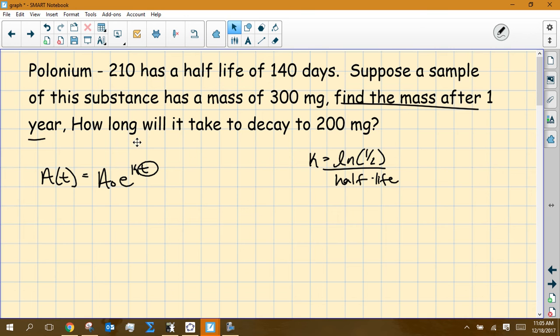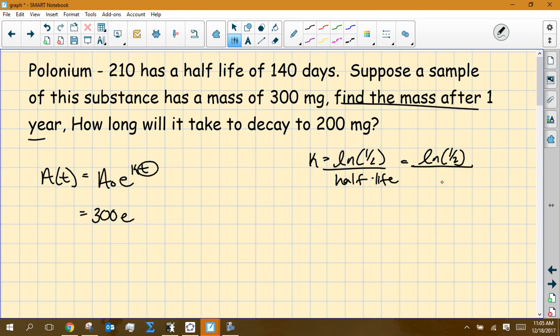Dealing with that first one, find the mass after 1 year. So we start with 300 milligrams. We're going to multiply that by E raised to the K. Now I don't know K. It's this information here, ln of 1/2. Half-life of this thing is 140. Okay. I'm going to write this as ln of 1/2 over 140 times then T of 1.